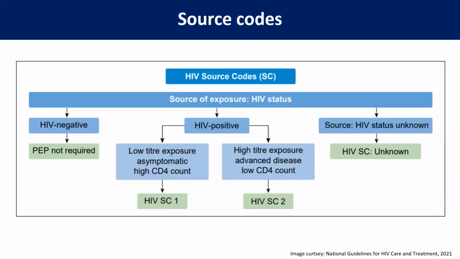If the patient is a high titer exposure, advanced disease, and low CD4 count, you consider him as HIV source code 2. So as the source has a higher viral load or advanced disease, the chances of transmission are more. If the source person's HIV status is unknown, you consider it as HIV source unknown. Better you start PEP.